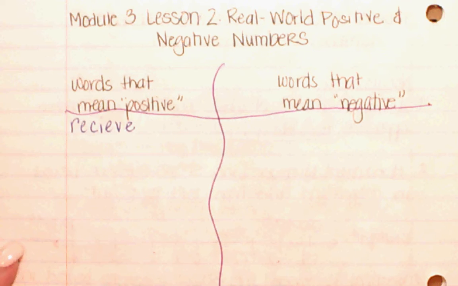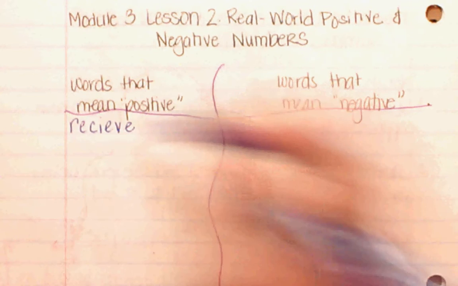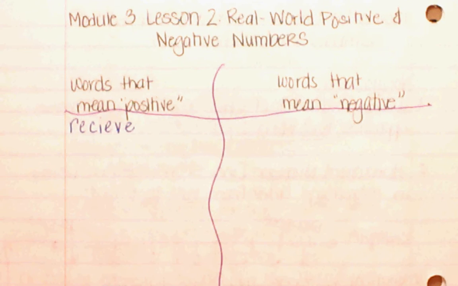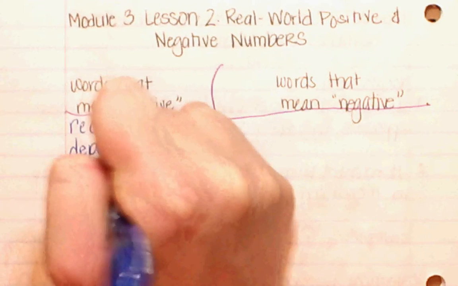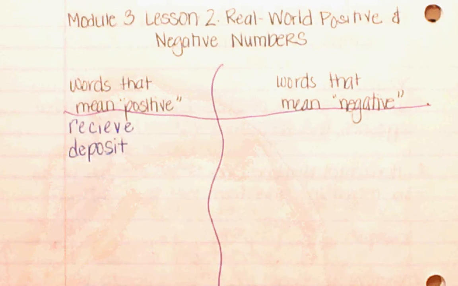Receive is a positive word because it means you are getting something. Someone is giving something to you. So that is a positive word. Another word is deposit. To deposit money into the bank means you are putting money into your bank account. You're adding to it. So that's a positive number.